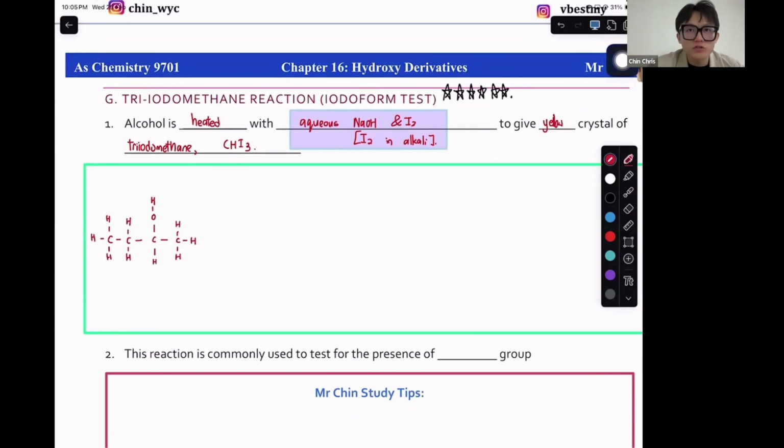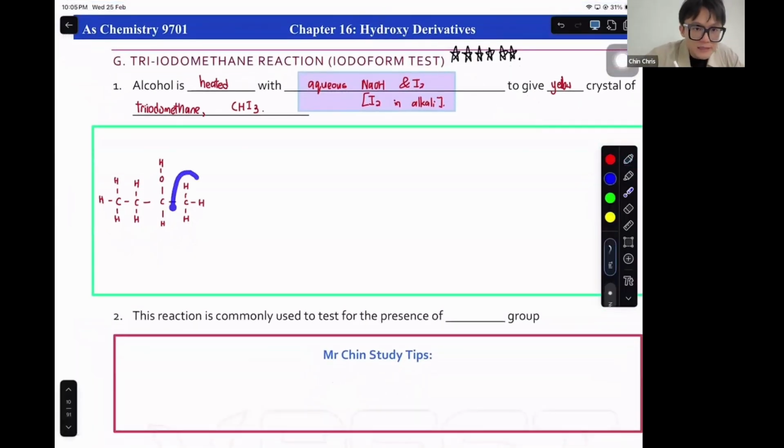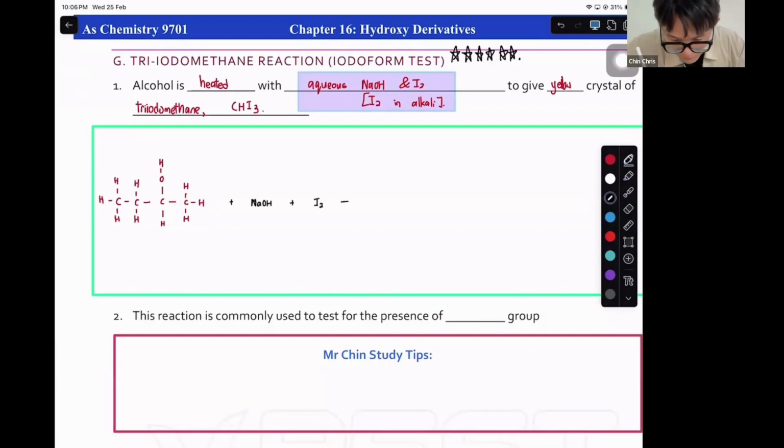Okay, so for a triiodomethane to form, you must have a CH3. I want you guys to circle this CH3. You must have this CH3 next to a COH. One more time, a CH3 must be present next to a COH. This is a must. And the reagent is going to be NaOH and I2. Please copy this down.